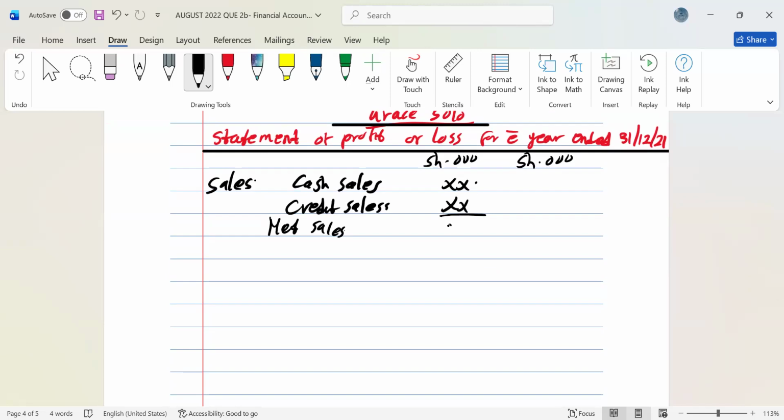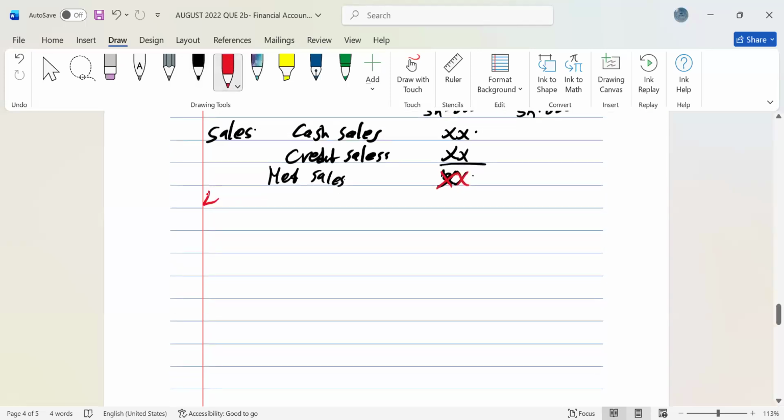We can have our XX here. So let me put it in red. Remember, we are simply coming up with the format. Then we are supposed to less cost of sales. When we talk about cost of sales, we will always start with opening inventory or opening stock.